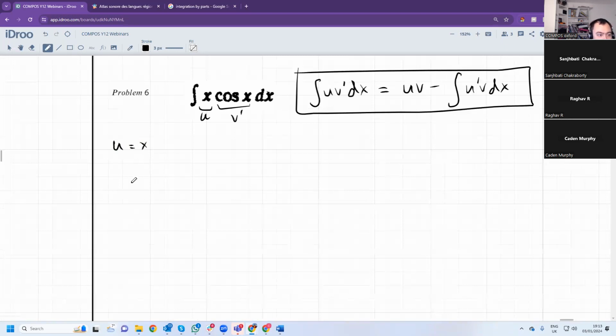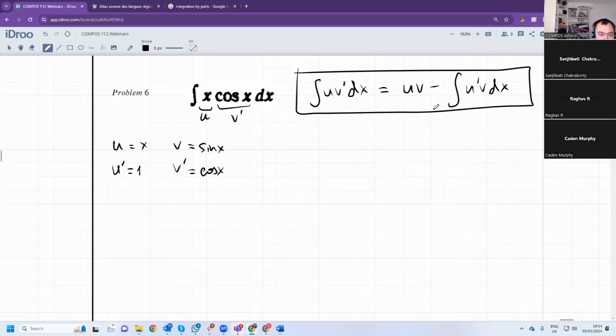Okay, so I write them out because that's gonna be useful. u is x. u dash, because we will need u dash: what is x dash? Well, it's gonna be 1, because the derivative of x is 1. Now we know that v dash is cos x. So what is v? If v dash is cos x, it's sine x. Yes, sine x. Very good.